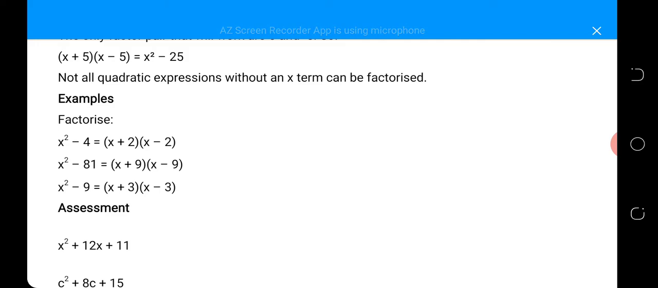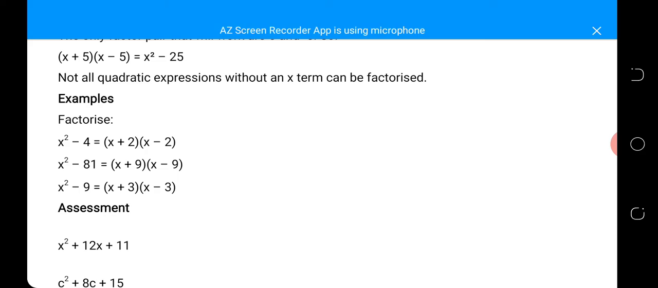The two numbers we are looking for are plus 9 and minus 9. And fill the two brackets with plus 9 in one and minus 9 in the second bracket. The order is not important. You can put plus 9 before minus 9 or minus 9 before plus 9.